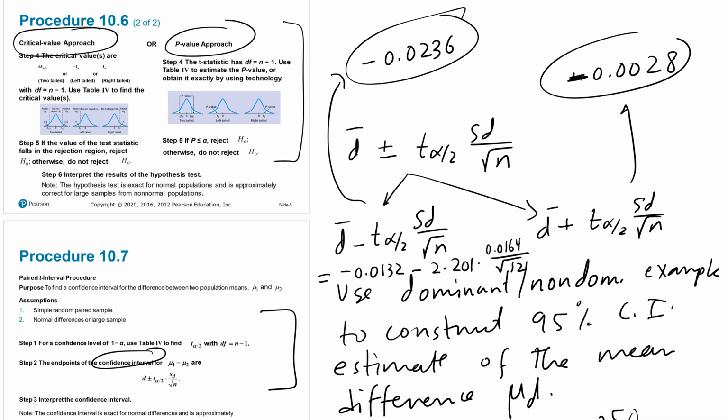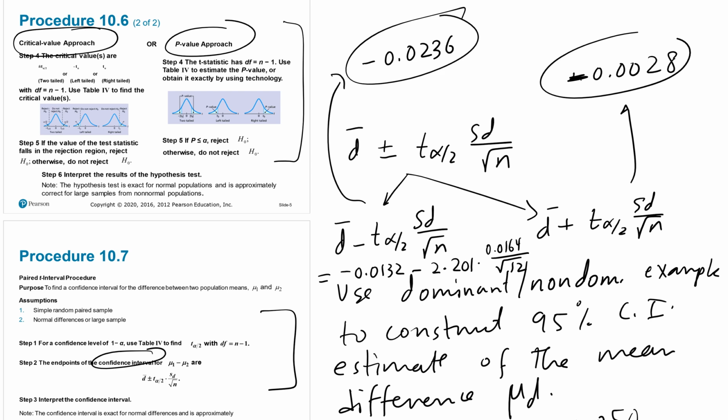Or you can say, in other words, we are 95% confident that the dominant hand has a mean reaction time that is somewhere between 0.0028 seconds and 0.023 seconds faster than the non-dominant hand. And one thing to note about this: it does not include the 0 here. So that supports the claim that the reaction time of a person's dominant hand is different from the reaction time of the non-dominant hand.